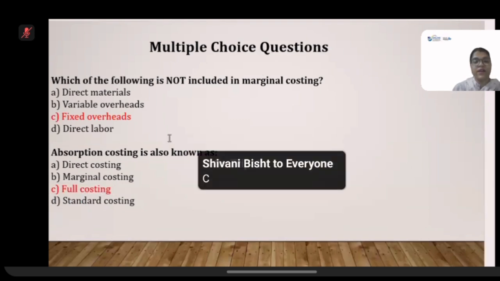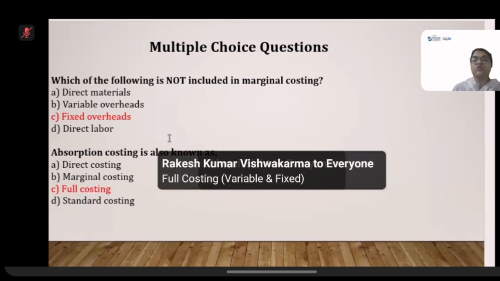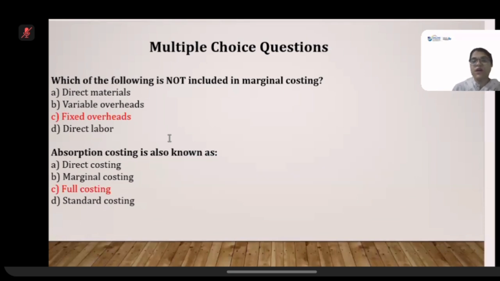Yes, our answers are correct. Fixed overhead is not included in marginal costing, and full costing is the other name of absorption costing. Super.